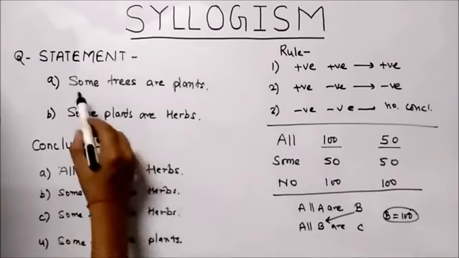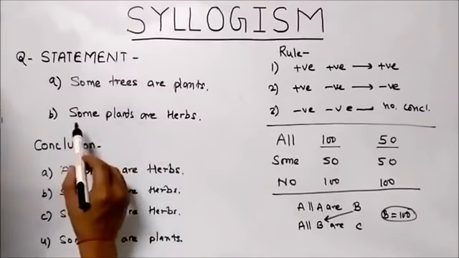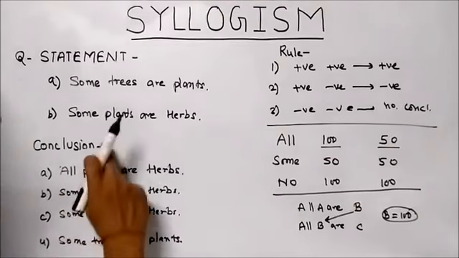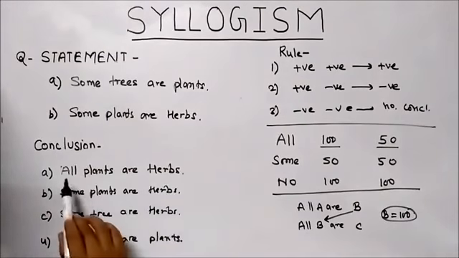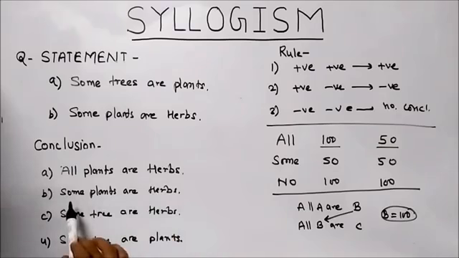Here the first statement is some trees are plant. The second statement is some plants are herbs. And we have four conclusions here. First, all plants are herb. Second, some plants are herb. Third, some trees are herb. Fourth, some trees are plant.